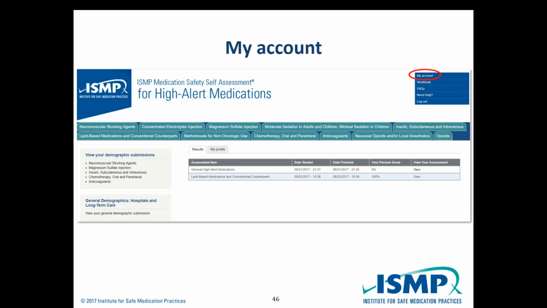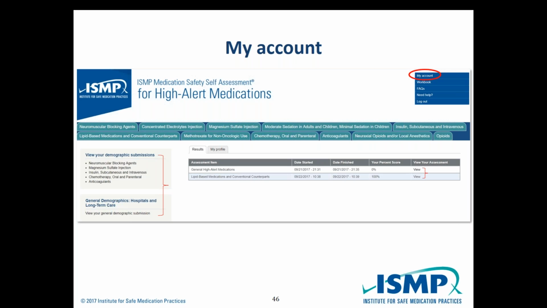You'll also see the date and time that those assessments were started and submitted, as well as your percent score, which you'll be able to use to compare your facility to the aggregate data of demographically similar facilities once those comparative reports become available. To view the full results for an assessment section, as was shown on the previous slide, you would just need to select View. You can also view and print how your facility answered the demographic questions by clicking on the corresponding links on the left side.